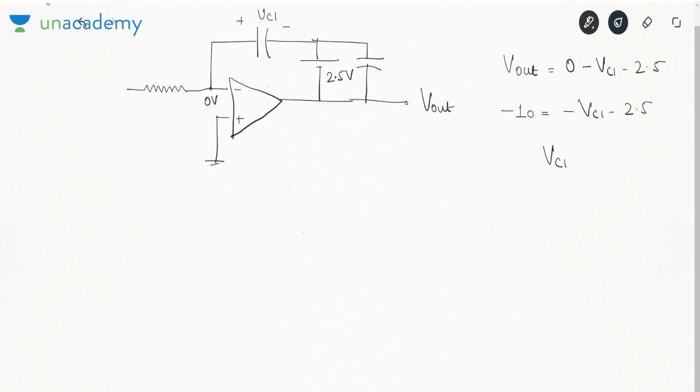That means Vc1 should be 7.5 volt. Now we know at t equal to 2.5 millisecond, both Vc1 and Vc2 were equal to 2.5 volt. But we need to know the time when Vc1 is 7.5. The current I is going like this.